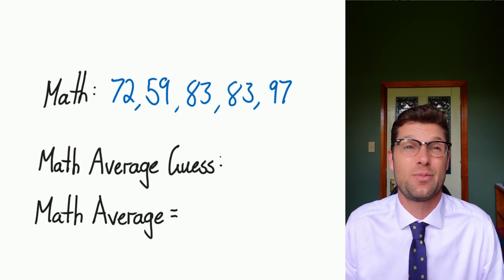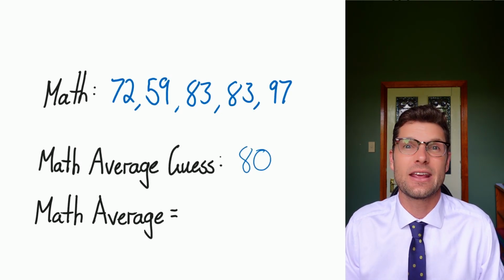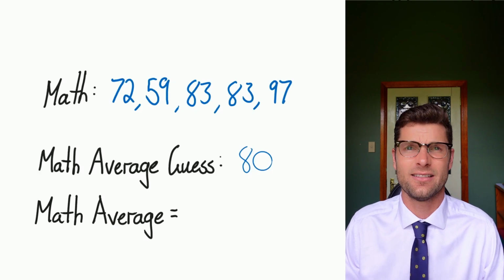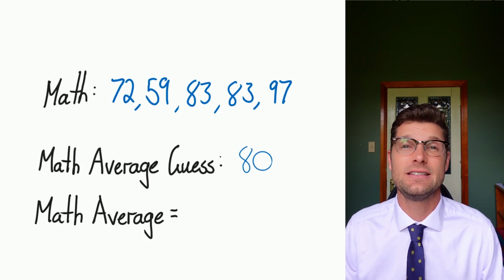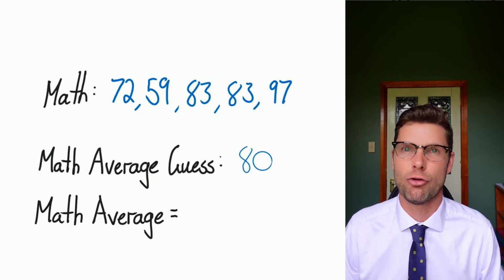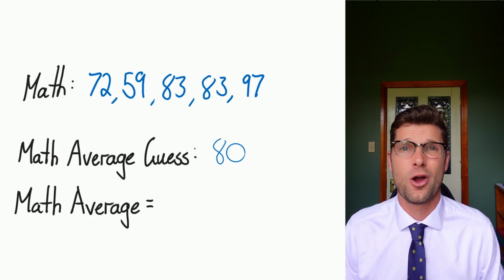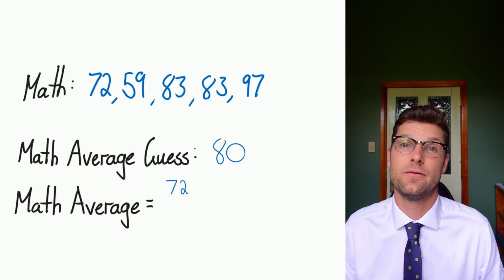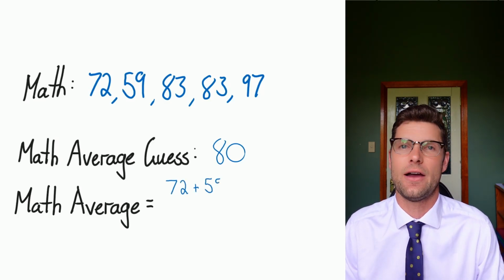A really good guess here would be somewhere around 80. That's what I'm going to guess going into my calculations. So if my answer is crazy different to 80, maybe I did something wrong. All you've got to do in order to work this out is use the fraction button on your calculator, add the scores, and then divide by 5 because we did 5 tests.